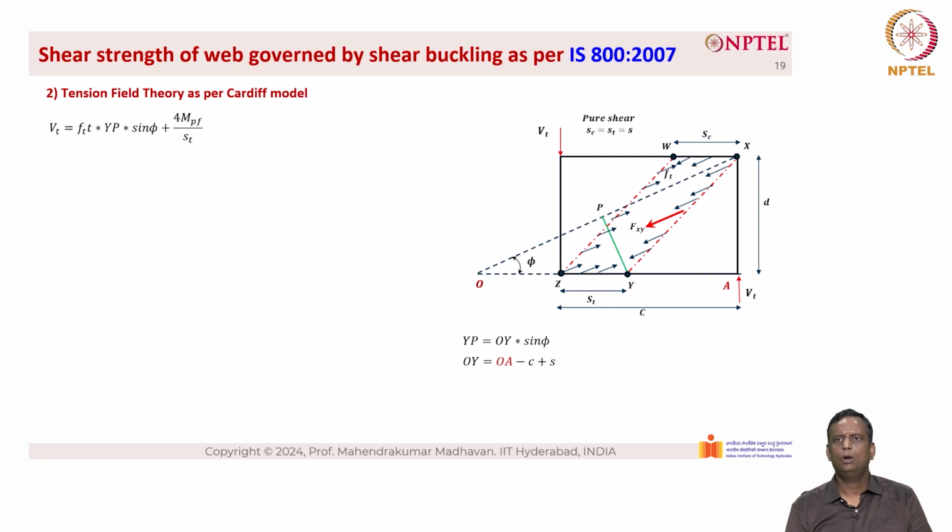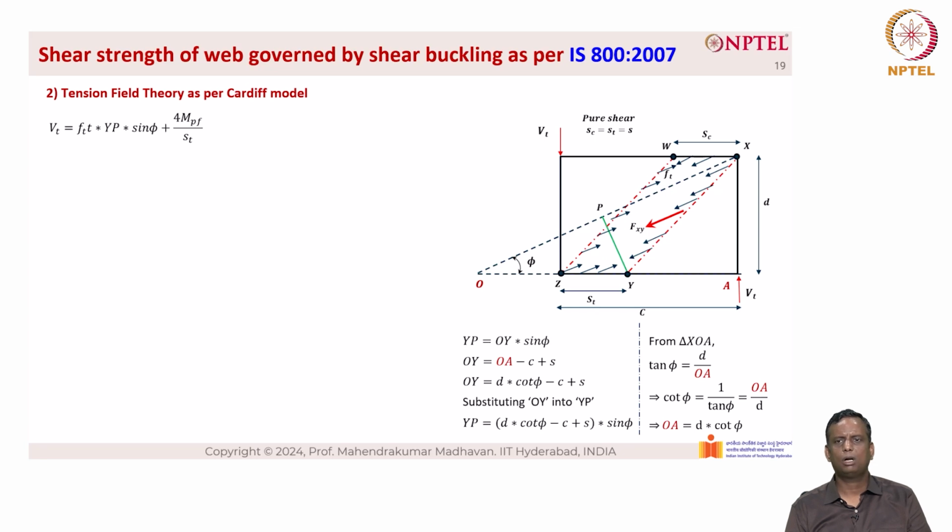Now we can also write OY as OA minus C plus S. So if you look at the geometry here, OA is the line that connects from O to A, minus C gives you the dotted portion, and then we should also add S, which is the distance between Z and Y here. So when we do so, we get OY. Now from triangle XOA, the larger triangle, we know that tan phi is opposite by adjacent. The opposite here is D, the adjacent is OA. Now cot phi equals 1 by tan phi, which is equal to OA by D, because cot phi is the inverse of tan phi. So OA equals D into cot phi. So we can substitute that. We have OY equal to D into cot phi minus C plus S. Now substituting OY into Yp, we have Yp equal to D cot phi minus C plus S, into sin phi.